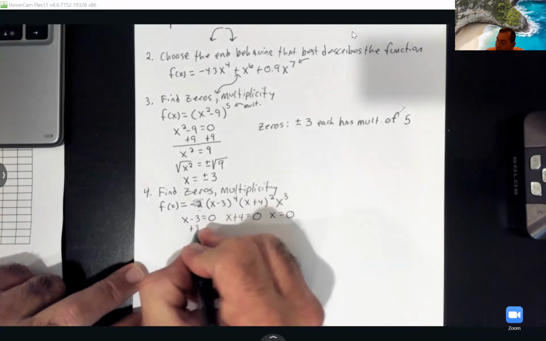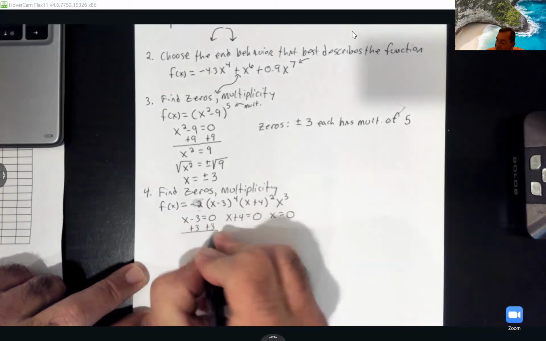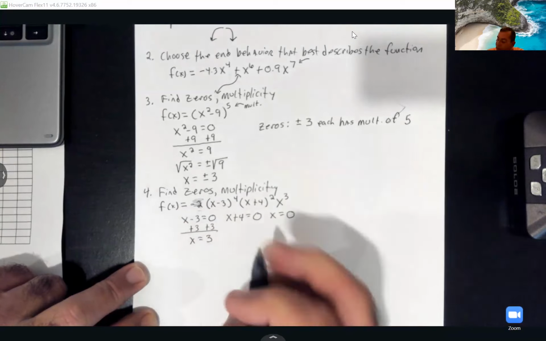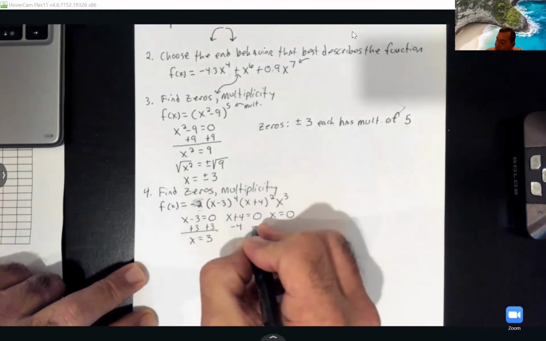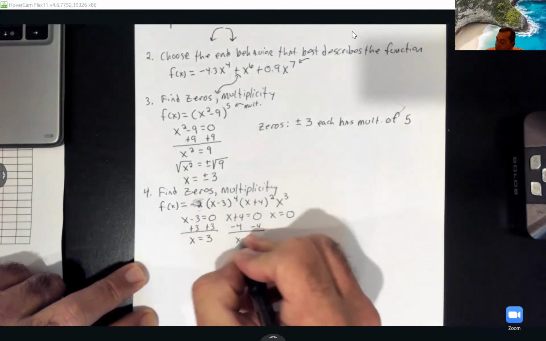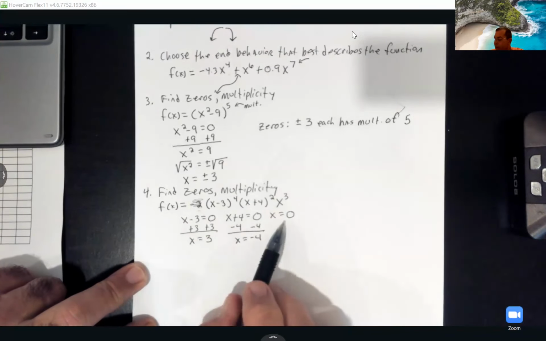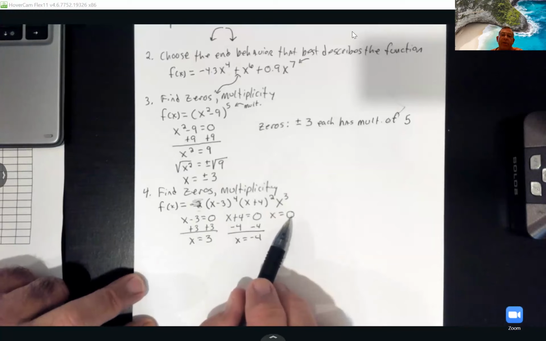So let me solve the first 2 by adding 3 to the first one. I get a 0 of 3. The second one, I'll subtract 4 and get a 0 of -4. And then this one, you can't do nothing to, so I get a 0 of 0.